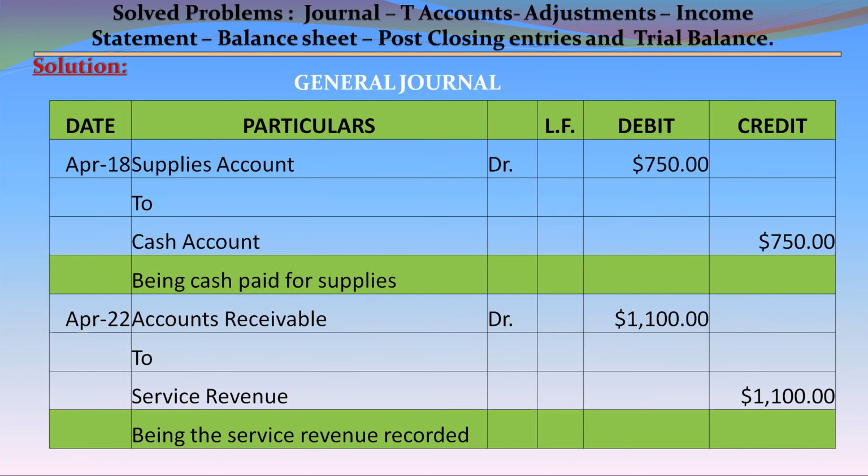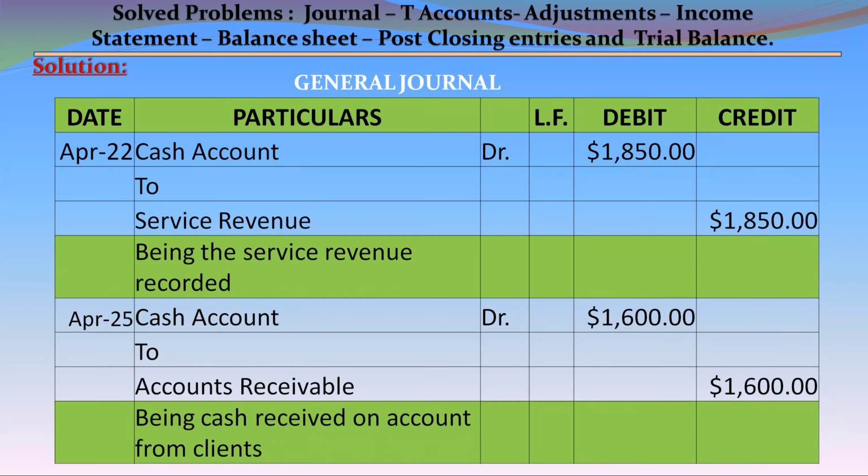April 18, supplies account debit 750 to cash account 750, being cash paid for supplies. April 22, accounts receivable debit 1,100 to service revenue 1,100, being the service revenue recorded. April 22, cash account debit 1,850 to service revenue 1,850 credit, being the service revenue recorded.